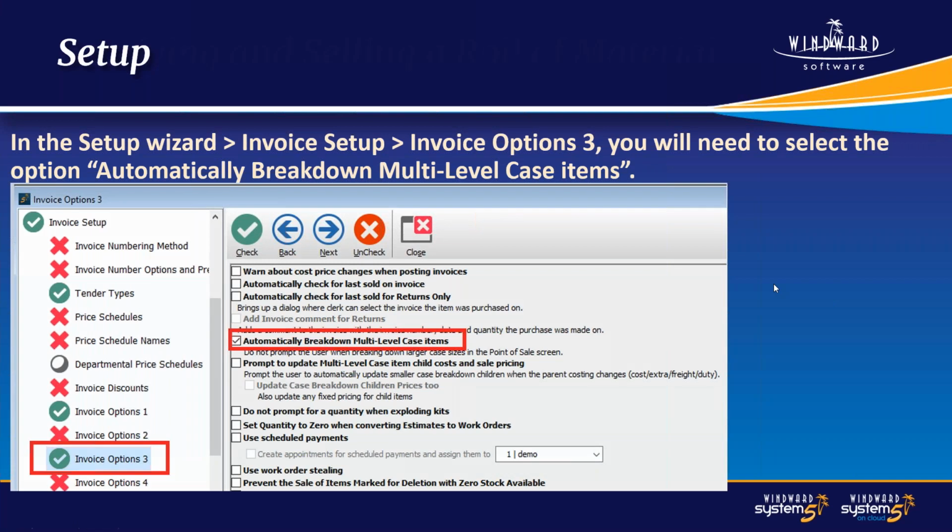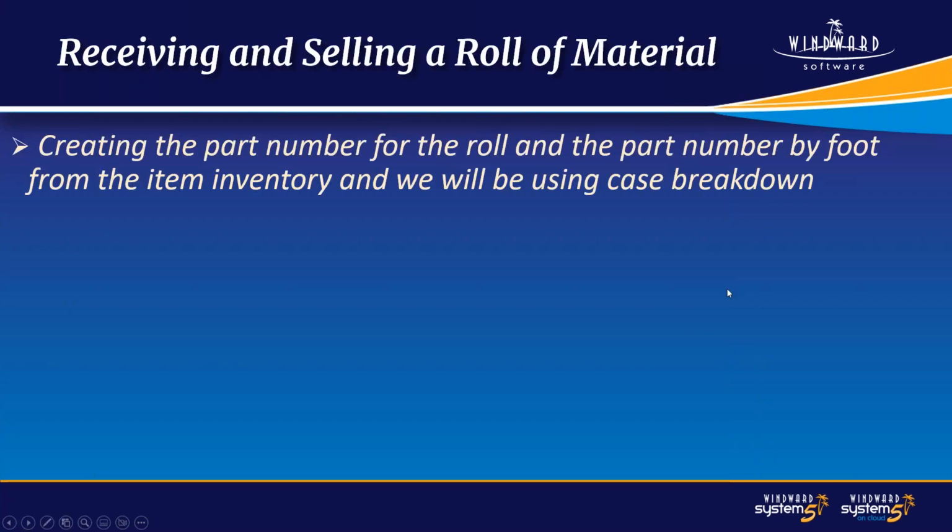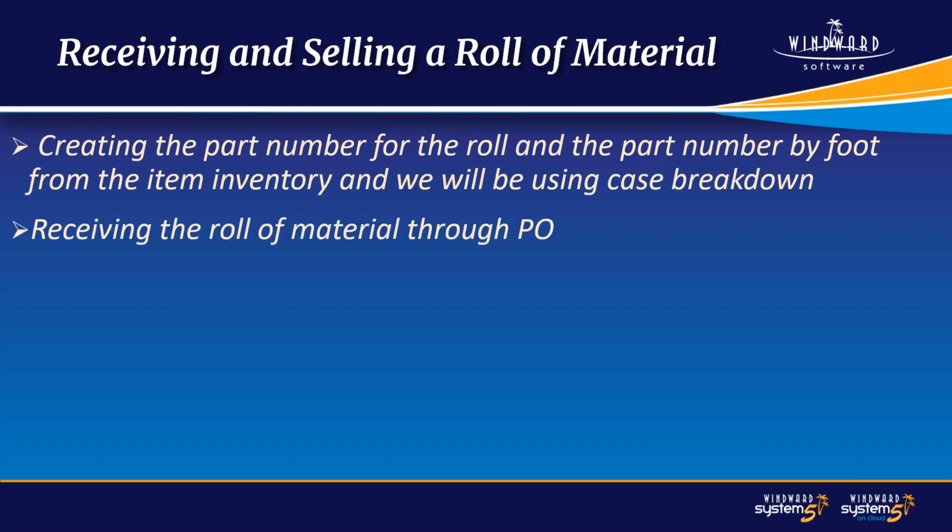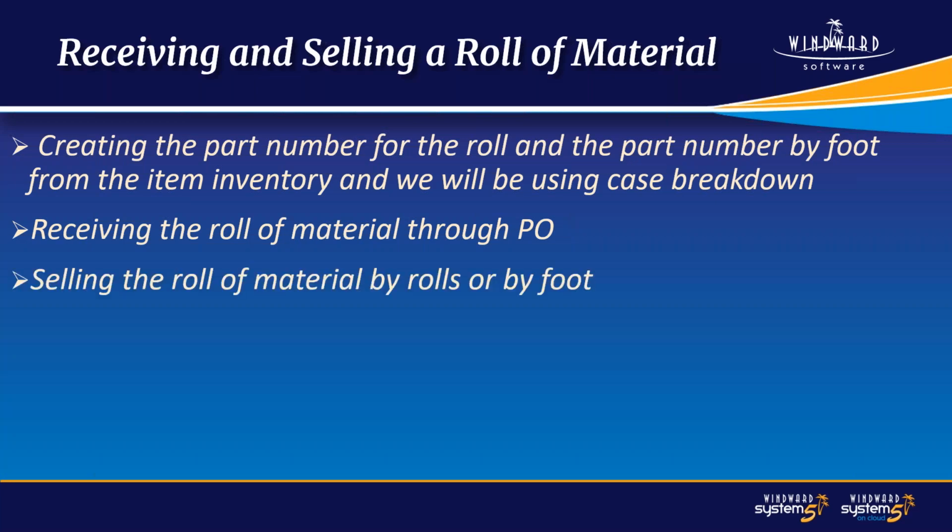So what I'll be doing right now is, first, we'll be creating the part number for the roll and the part number by foot from the item inventory, and we'll be using case breakdown to link the two together. And the next step would be receiving the roll of material through PO, just the normal process of receiving items, which is through PO. And the next is selling the roll of material by rolls or by foot.